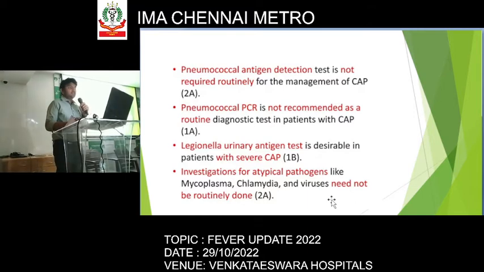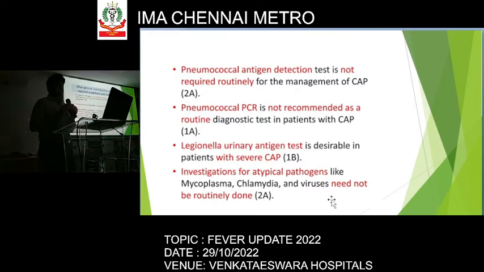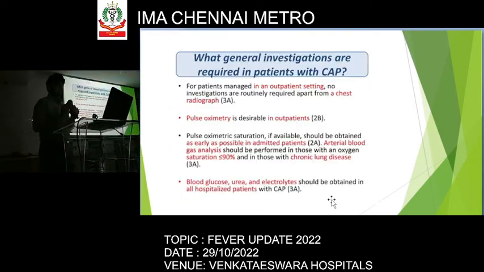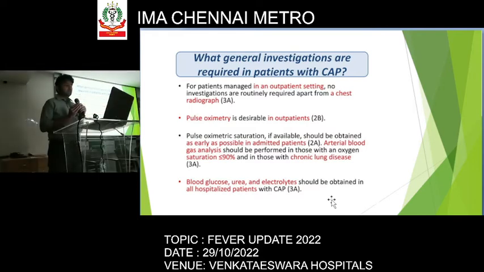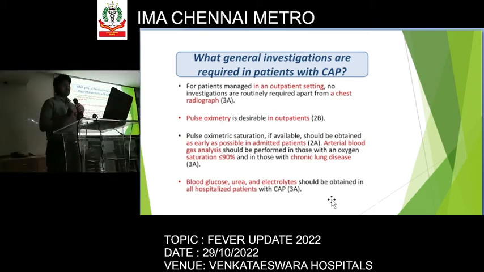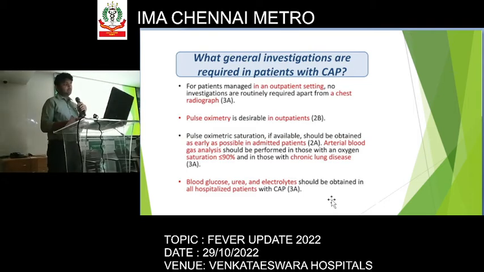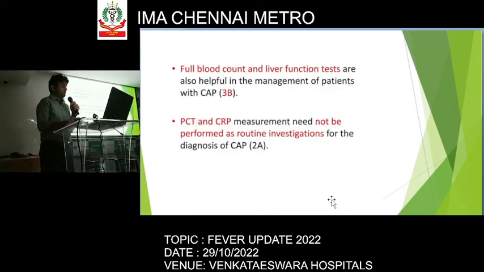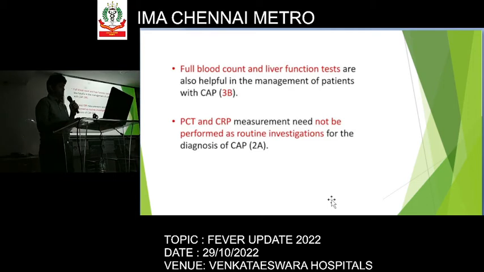So, what general investigations do we require in a case of community-acquired pneumonia? For a patient in an outpatient setting, a chest X-ray should basically be sufficient, and pulse oximetry should be done in all patients. When a patient has oxygen saturation of less than 90%, ABG is indicated, and also in patients with chronic lung diseases. Blood glucose, urea, and electrolytes should be obtained in all hospitalized patients with community-acquired pneumonia. Full blood count and LFT are also helpful in managing the patient.